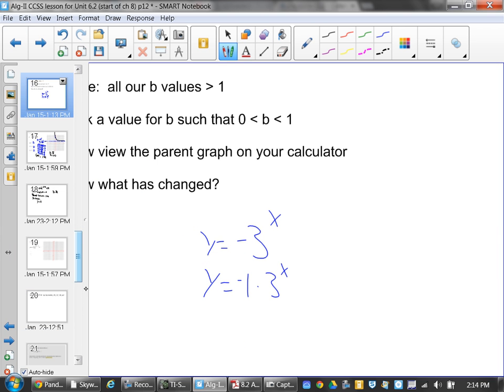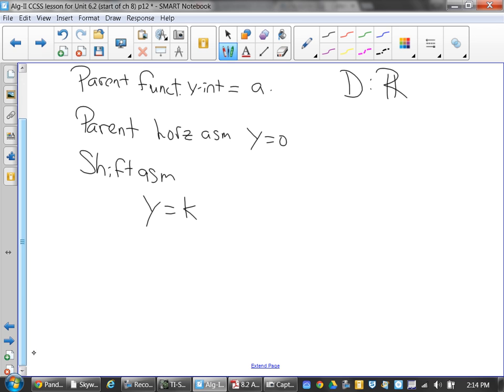I'll show you. Your range: if a is positive, it's y is greater than k. If a is negative, it's y is less than k. This works for all exponential functions.